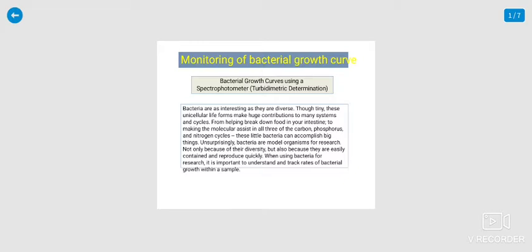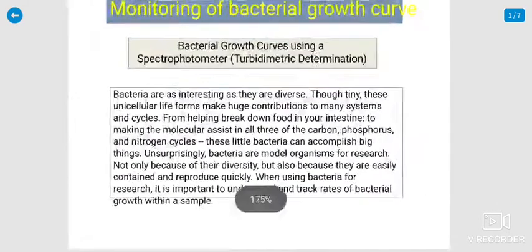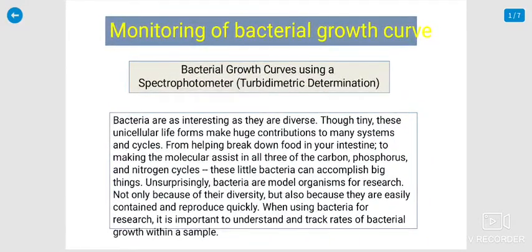Today the topic is microbial technology, practical aspect. The topic is monitoring of bacterial growth curve. The bacterial growth curve using a spectrophotometer, turbidimetric determination, is one of the methods. So actually we know about monitoring the bacterial growth curve.